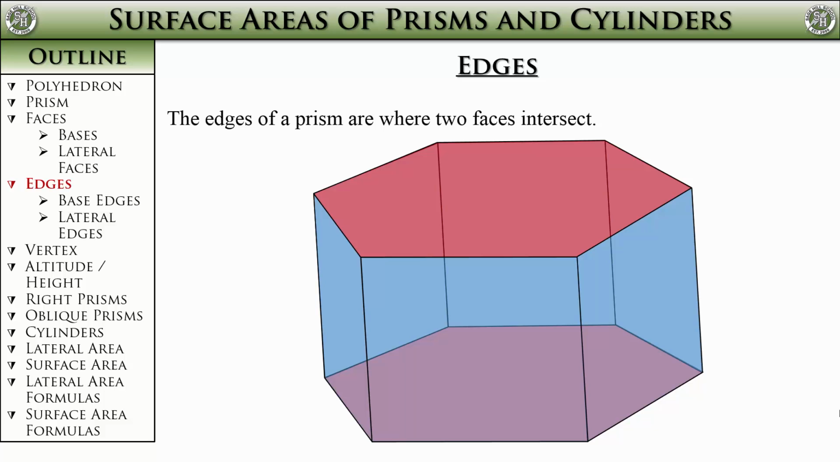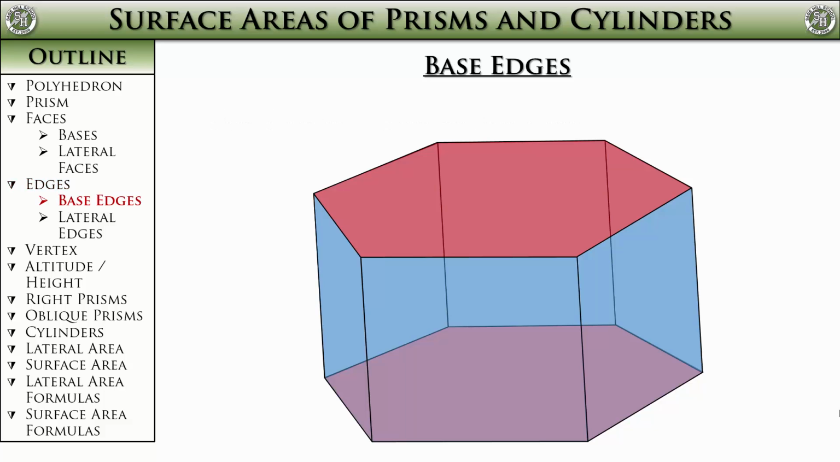Just like the faces, we can classify edges in 2 ways. Some of these edges are base edges. Some of these edges are lateral edges. The base edges are going to be really surprising. They are the edges of the base. I have highlighted them in red here.